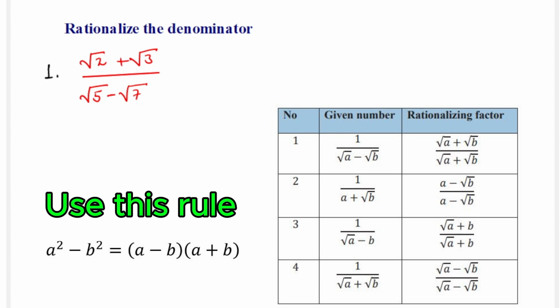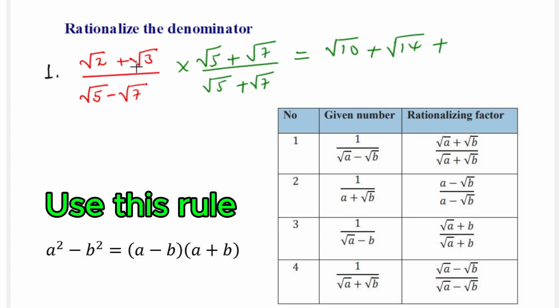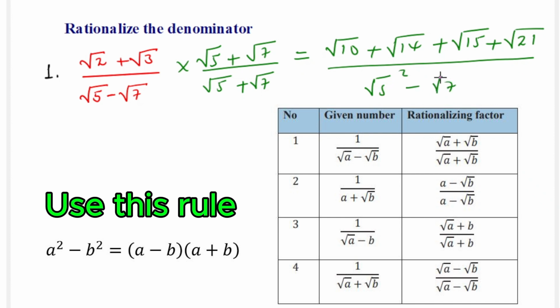Rationalize the denominator: 1 over radical 2 plus radical 3 over radical 5 minus radical 7. This is minus, so we multiply by making it plus. Radical 2 times radical 5 is radical 10, plus radical 2 times radical 7, radical 14, plus radical 3 times radical 5, radical 15, plus radical 3 times radical 7, radical 21, over radical 5 square minus radical 7 square.